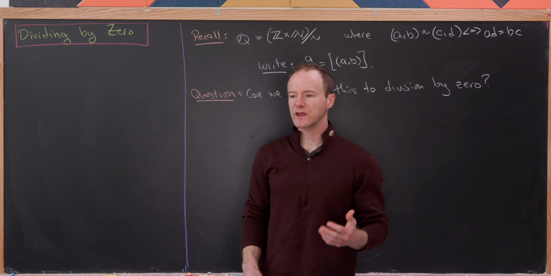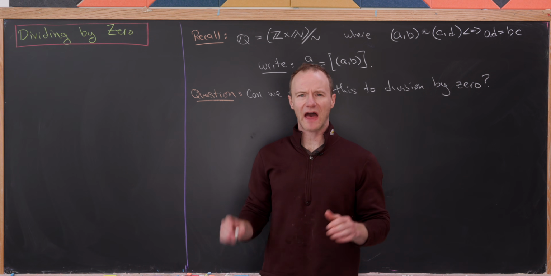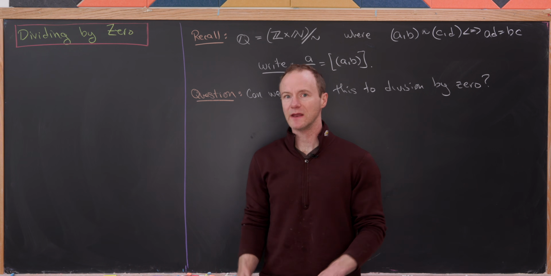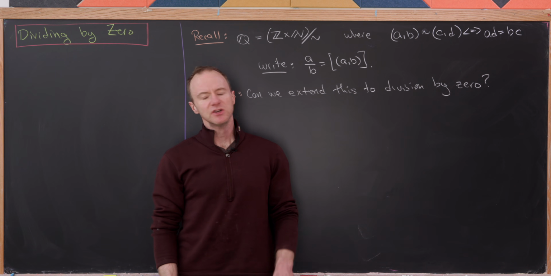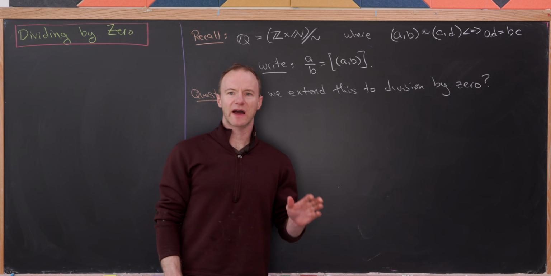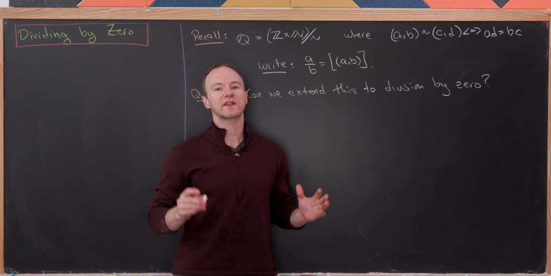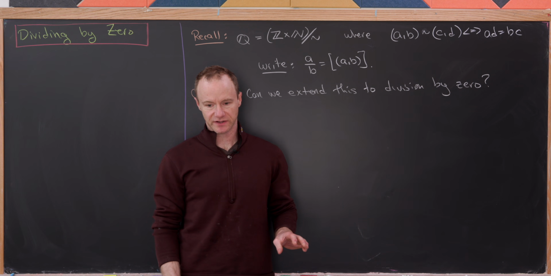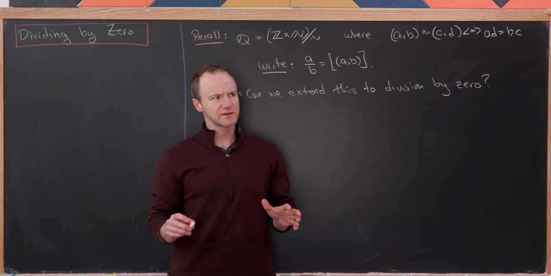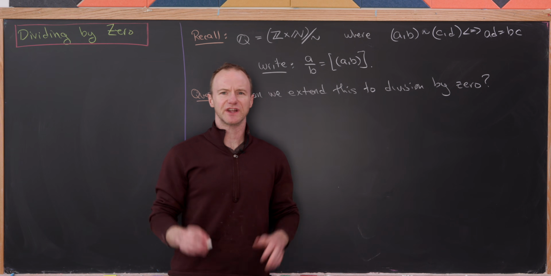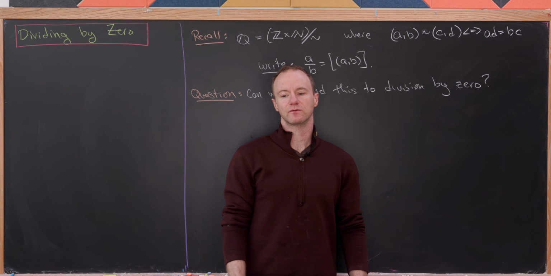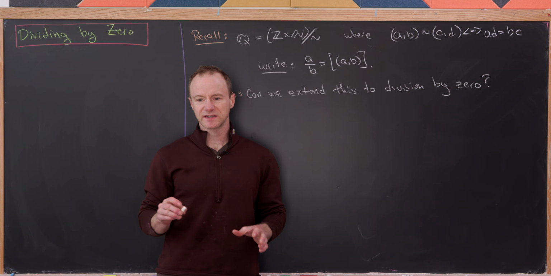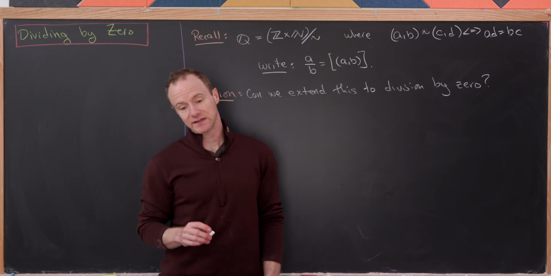Today I'd like to see if we can weave our way into some sort of algebraic structure where it makes sense to divide by zero. So let's start by looking at why you can't really do this in the normal rational numbers. And then we'll build some sort of version of the rational numbers, or really an extension of the rational numbers, where this sort of makes sense.